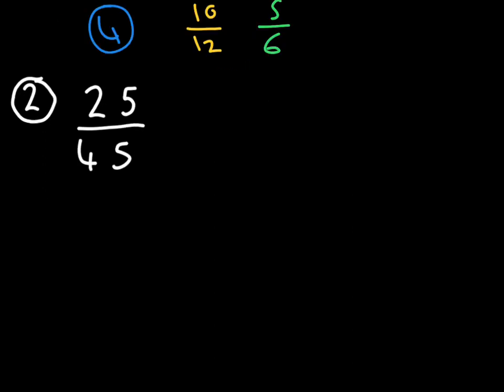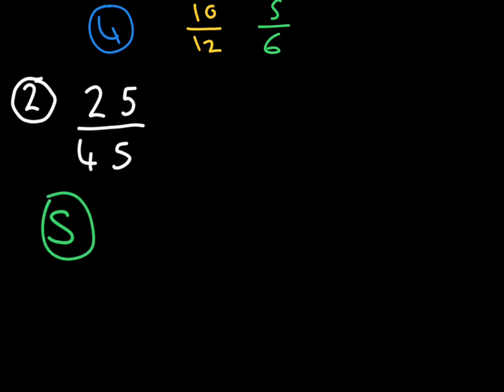For question number 2, we are once again asked to simplify this fraction, 25 over 45. Once again, we need to try and find the highest common factor between 25 and 45. There's a bit of a trick here because we know that the only numbers to go into 25 are 1, 5, and 25. And we can see that 25 does not go into 45. So our highest common factor for 25 and 45 is going to be 5.